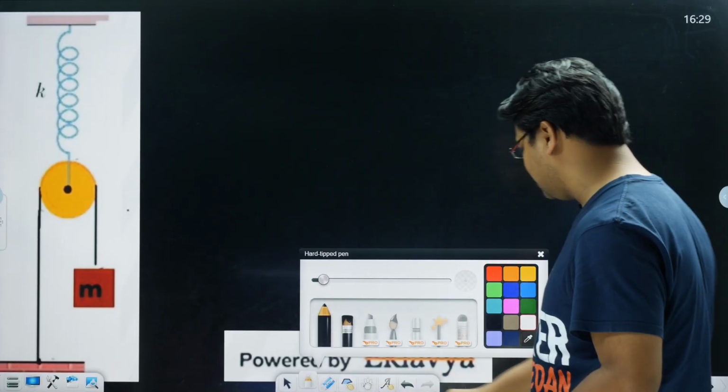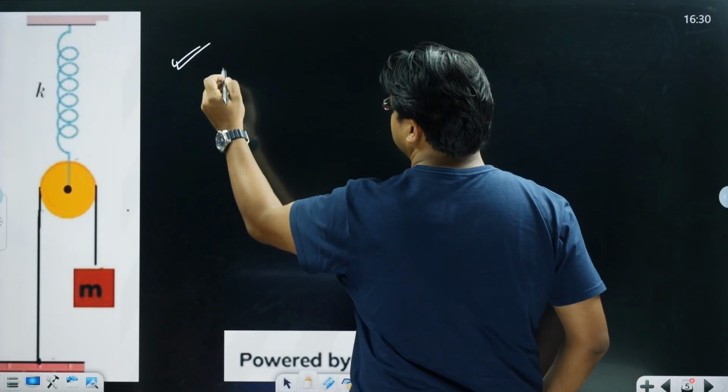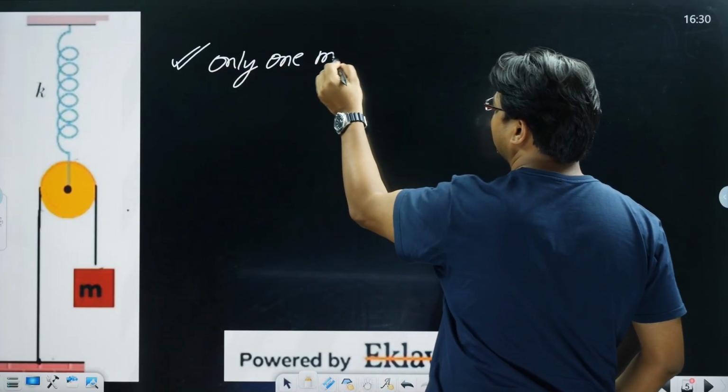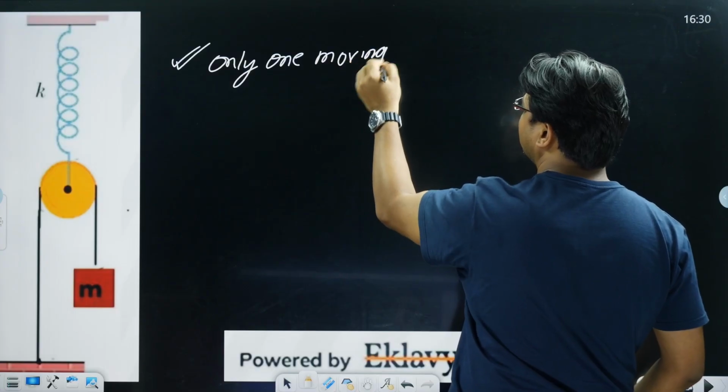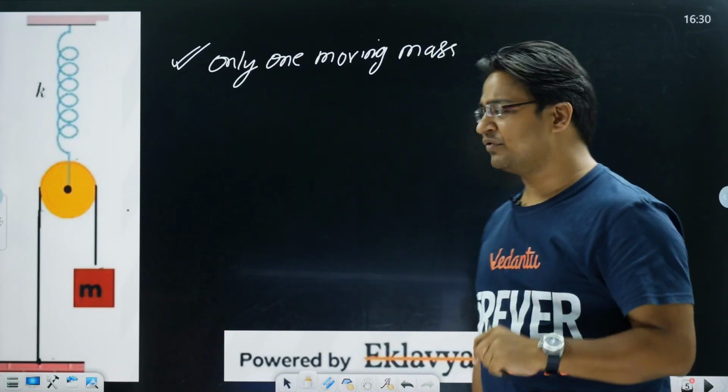What I'm going to teach you is applicable for situations in which there is only one moving mass. So keep in mind that only one moving mass is there, and apart from that it is only springs. That is one thing that you have to keep in mind.